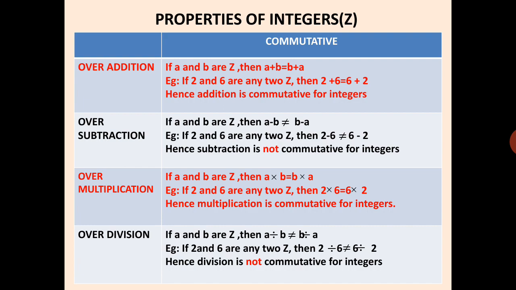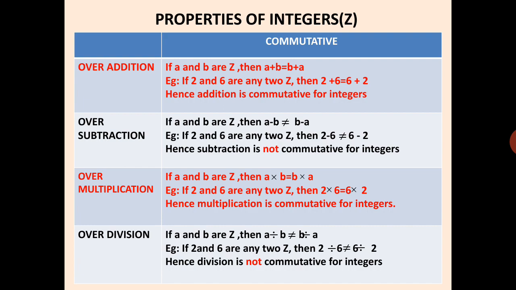Similarly, let's check for multiplication. Now in multiplication, change the order, 2 into 6 or 6 into 2. Both ways, the answer will be 12 only. So we will say that multiplication is commutative for integers.